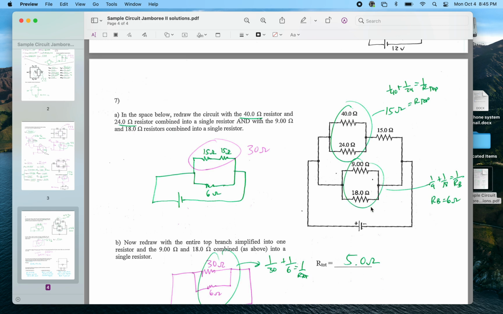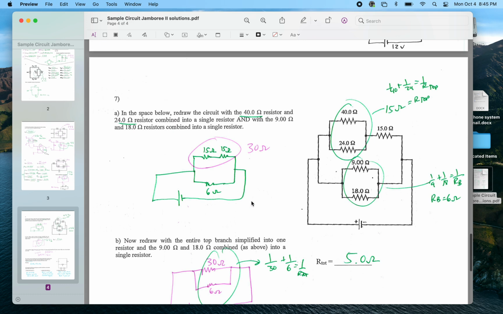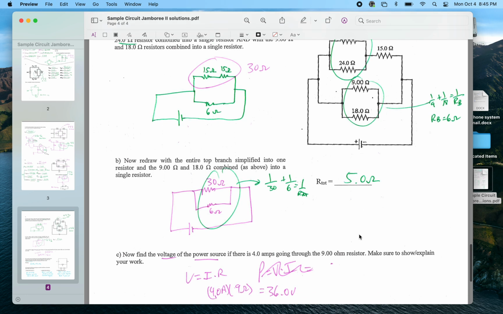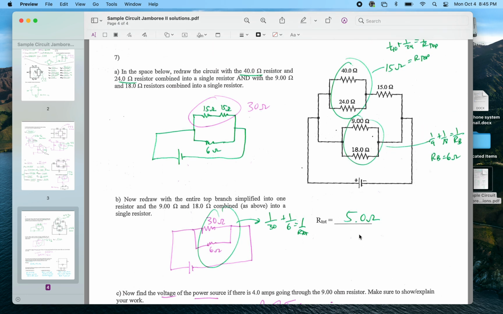These, 1 over 9 plus 1 over 18, 6 ohms for this bottom part. So I could figure out the total resistance, 1 over 30 plus 1 over 6. It's 1 over 5. Therefore, this is a 5 ohm total resistor. If I wanted to ask you more questions about it, like this, I could figure out the current through this one would be whatever the known voltage would be divided by 18 ohms. The known voltage would divide by 9 ohms, but we're not given a voltage here.